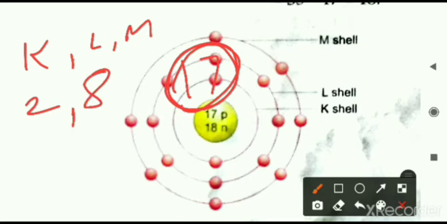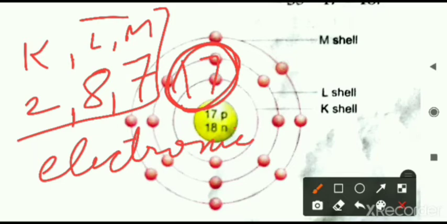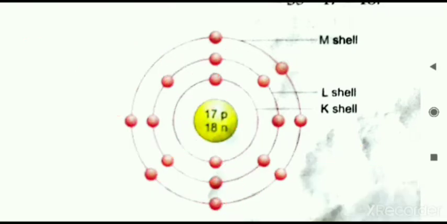Now add: 2 plus 8 is 10. Out of 17, 10 are already used. How many are remaining? Only 7 remain. So we write 7 for the next shell. Like this, 2, 8, 7. This comes as the electronic configuration. What is it called? It is called the electronic configuration of a particular atom.